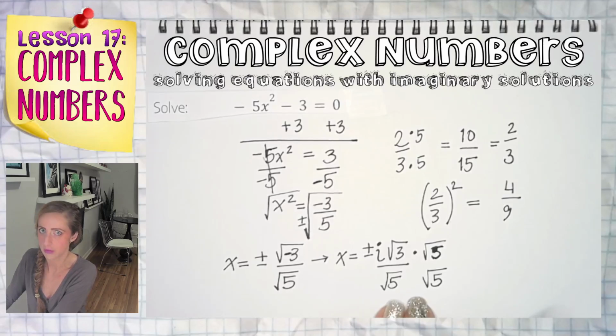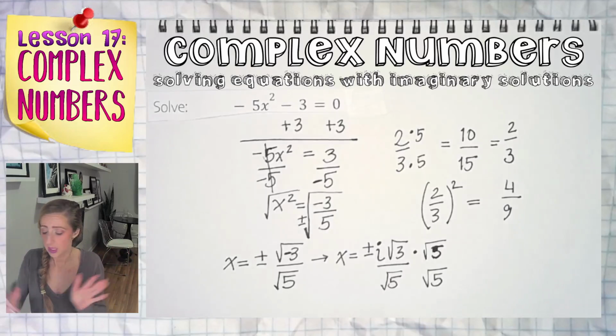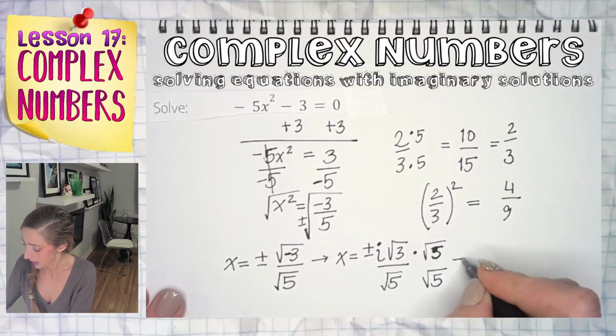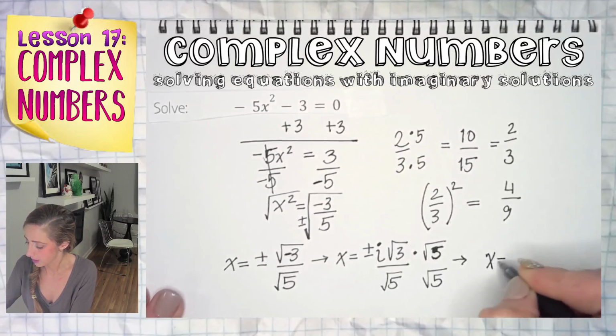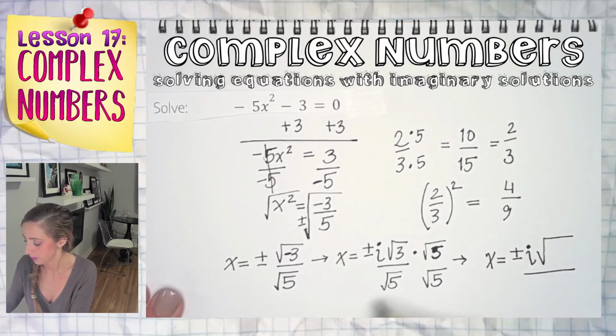5 times 5 is 25. Square root of 25 is 5. But no one writes all that. Just square root of 5 times square root of 5. In your head, that's square root of 5 squared. And square root and square, bye-bye. All right, inverse operations, sayonara. And you're just left with a 5 on the bottom. Last but not least, x equals plus minus i root over, so that's 5.